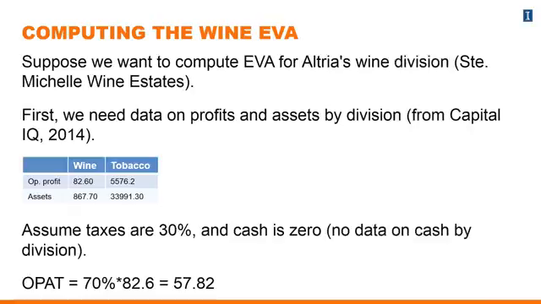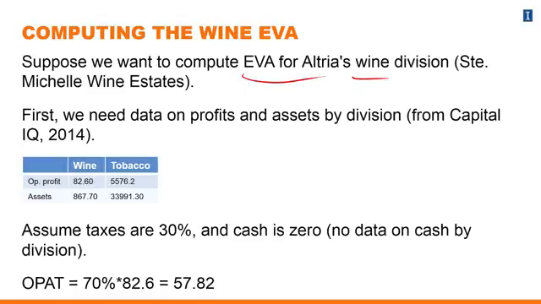What we want to do then, suppose we are Altria, the CFO of Altria has to figure out whether the wine division, Saint Michel Wine Estates, is generating economic profit or not, okay? So how do we do that? How do we compute EVA for the wine division, right? The first thing we need is data on profits and assets separated by division, right? And this data might be difficult to come by. Companies are not necessarily required to report this data, so some of them do, others don't, okay?